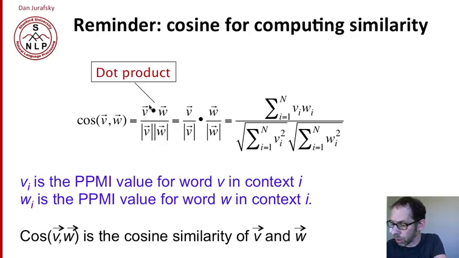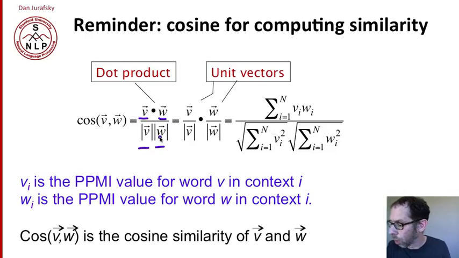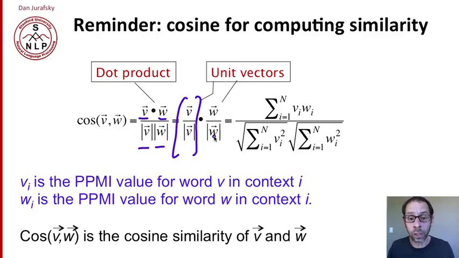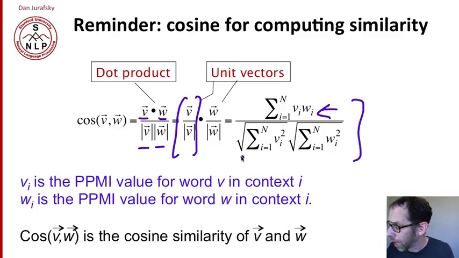So the dot product v dot w over length of v times length of w. Or we could think of it as computing separate unit vectors, normalizing v by its length and normalizing w by its length to get unit vectors, and just multiplying them together. Or we can compute the whole thing out. So here's our dot product for each dimension of v and each dimension of w. We multiply the values together, and then we normalize by the square root of the sum of squared values to get the length of the vectors.